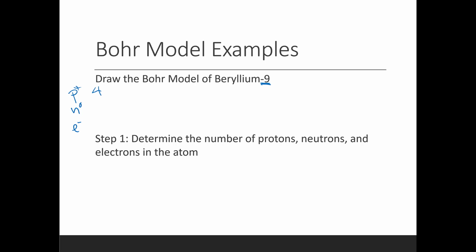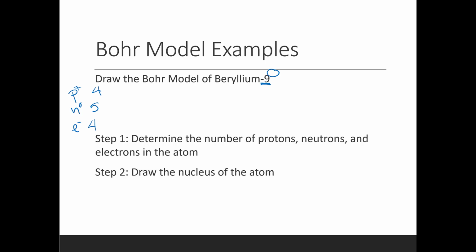So if I want to determine the number of neutrons, I take 9 minus 4 and I get 5. Then this doesn't say anything about a charge on my atom, so we assume that it is neutral. Because we have that neutral atom, we are going to have the same number of protons and electrons. So that should be 4 electrons.